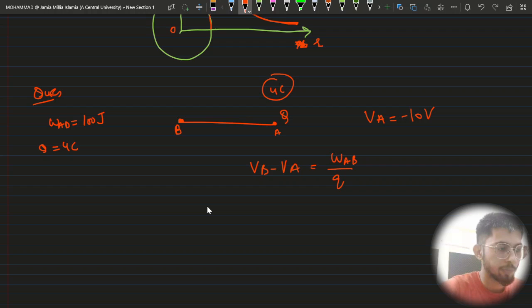So VB minus (minus 10) is equal to 100 upon 4. So VB is 15 volts. It's 15. Now 15, that's the answer.